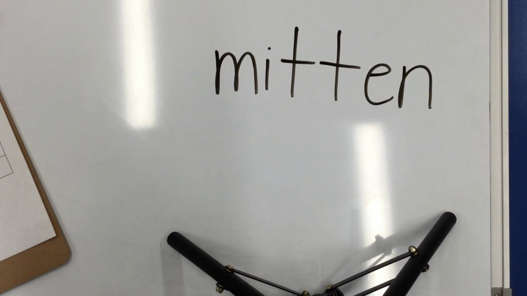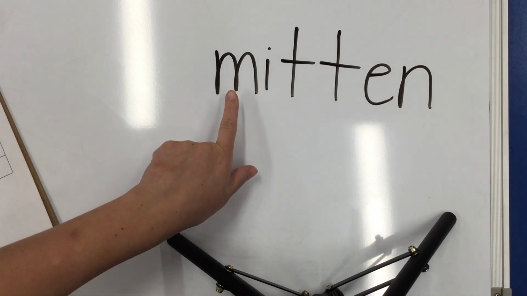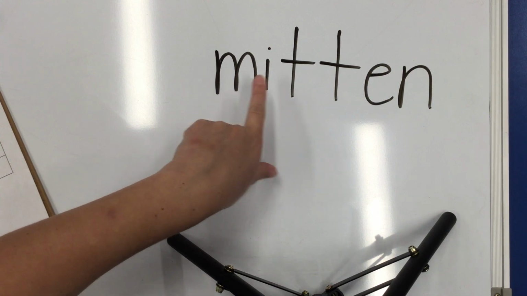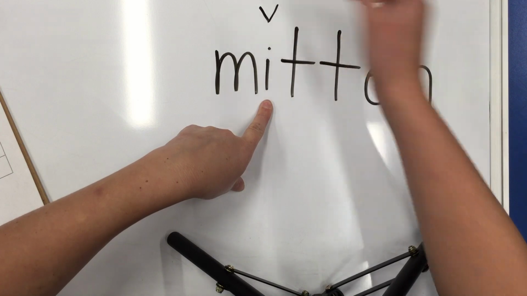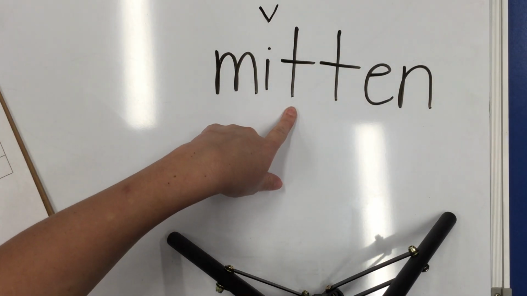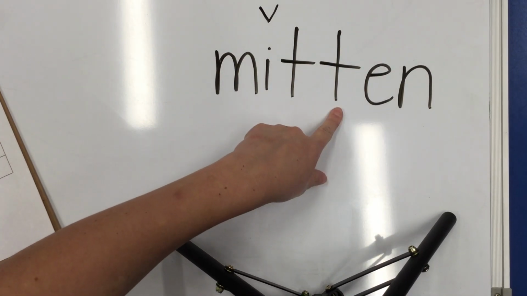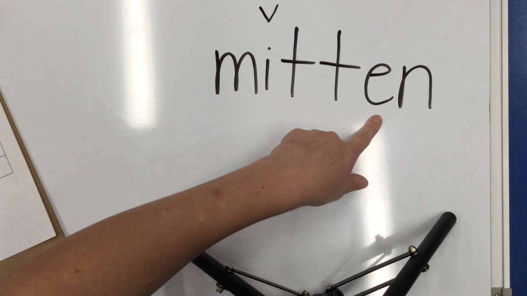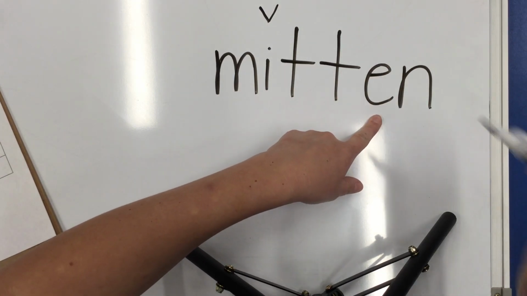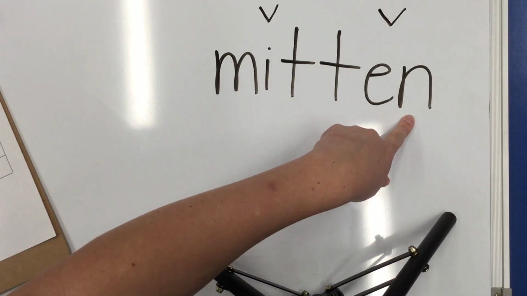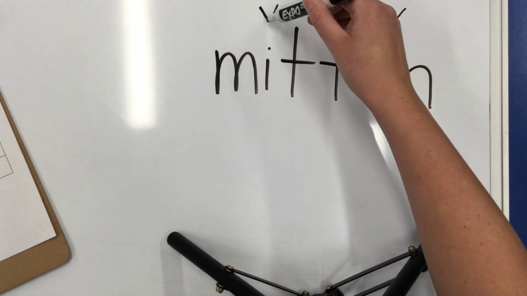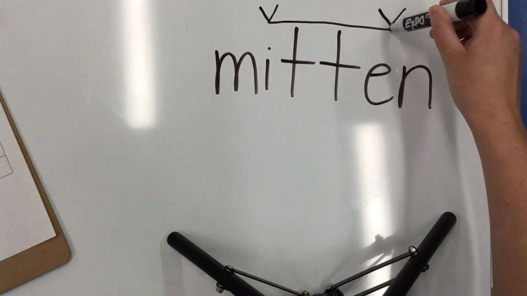Okay, so like I said, first things first, let's find the vowels in the word, okay? Is this a vowel? No. Is this a vowel? Yes. So I'm going to put a V. Is this a vowel? Nope. Is this a vowel? Nope. Is this a vowel? Yes. So there's my V. Is this a vowel? Nope. Okay, so I'm going to draw my line to connect my vowels.